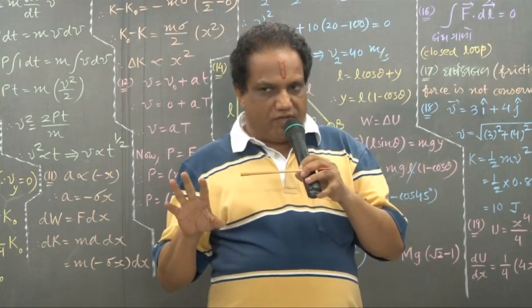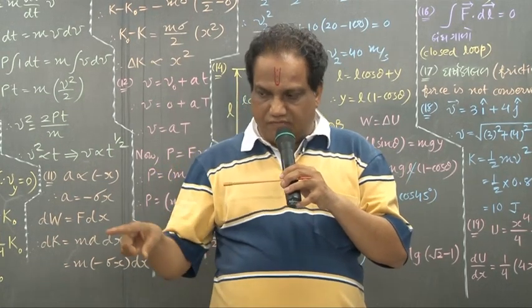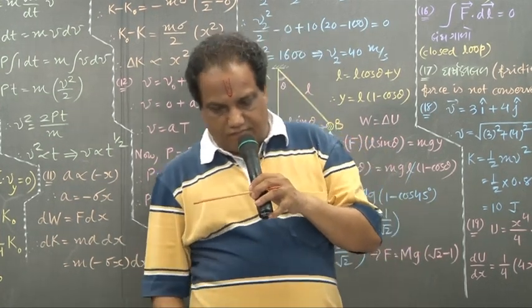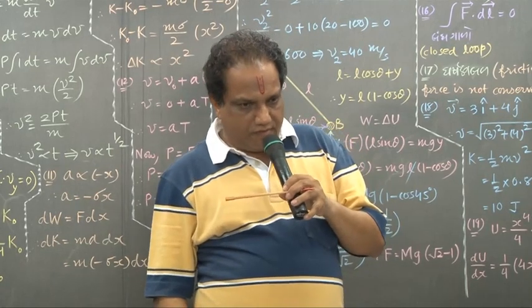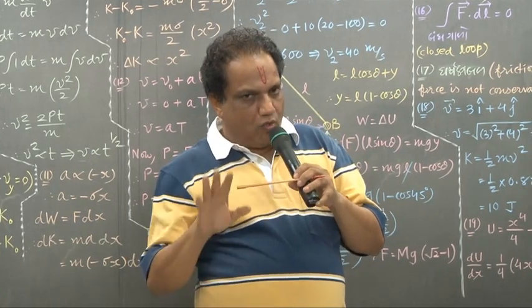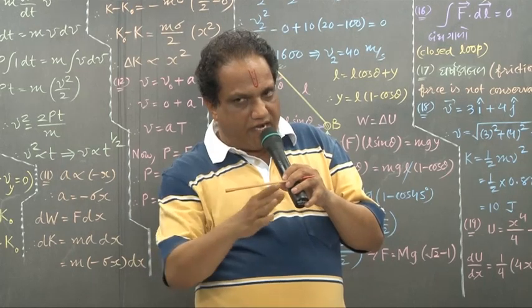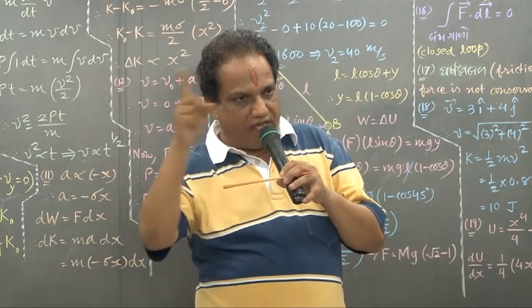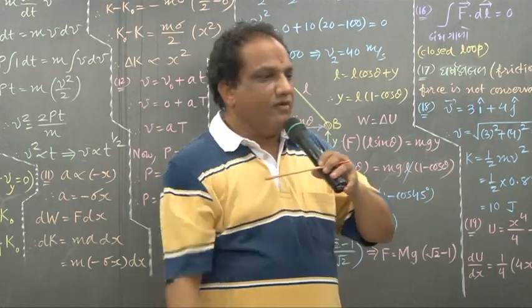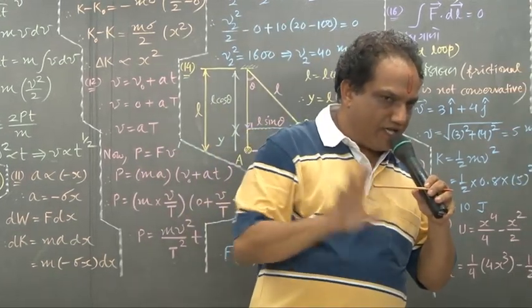Here they have given three different heights. What is the first height? Then, you don't bother for the intermediate heights. You bother for the initial and the last value of height. First and last value of height.